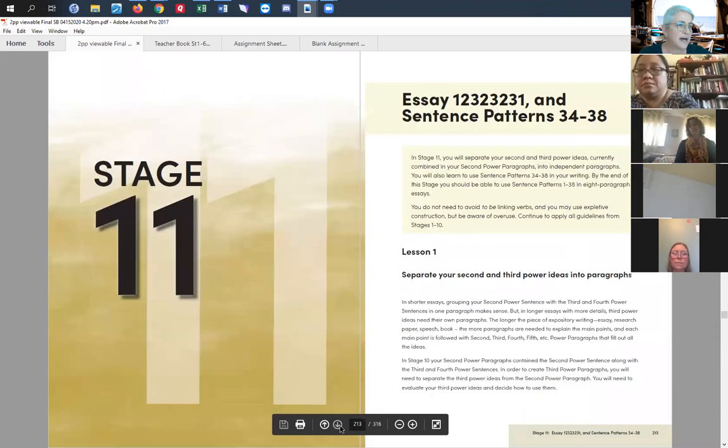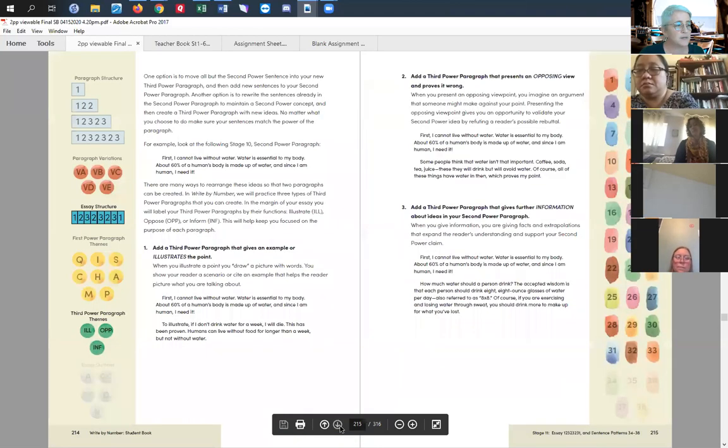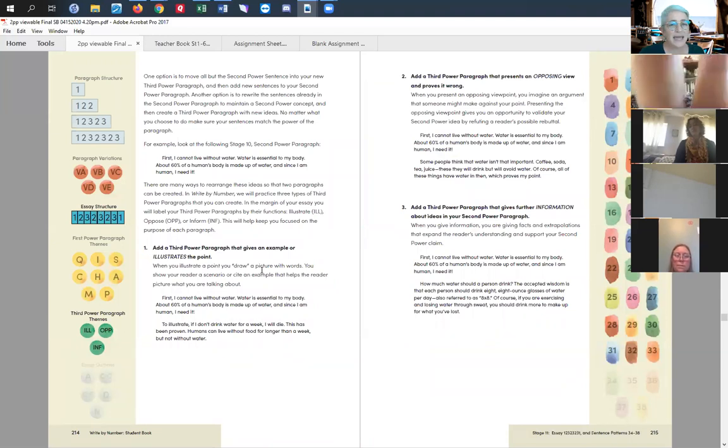All right, so now we're finally at stage 11. And this is where we break up the essay even more. We separate our second and third power ideas into their own paragraphs. So you can see here now we have a 1, 2, 3, 2, 3, 2, 3, 1 essay. And I teach them that the third power paragraph has to either illustrate, oppose, or give further information.